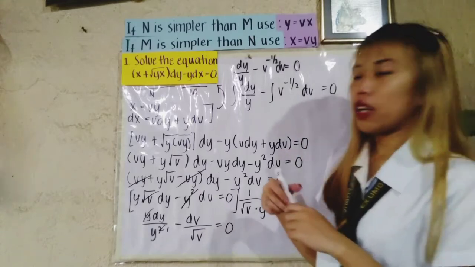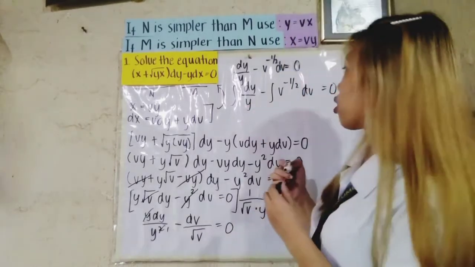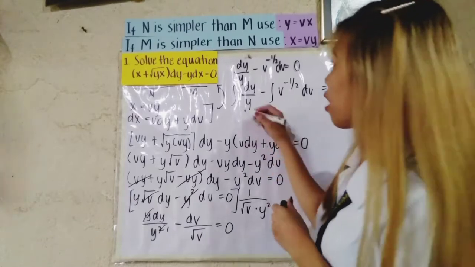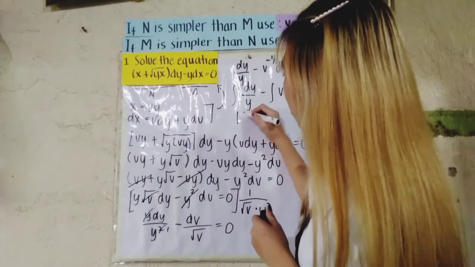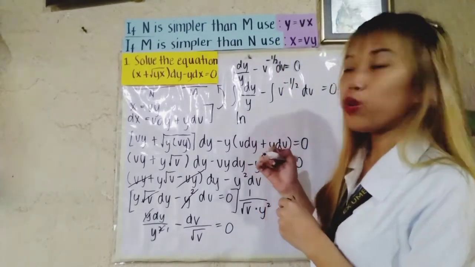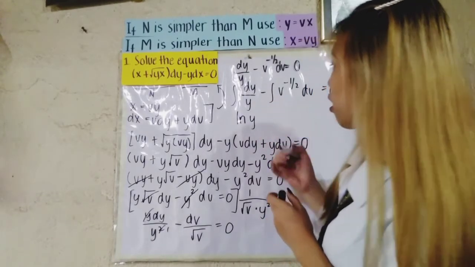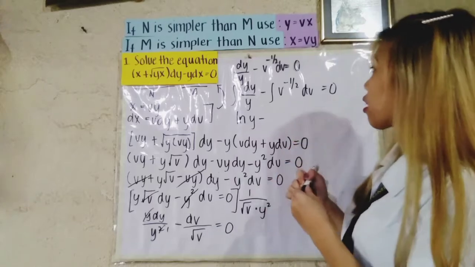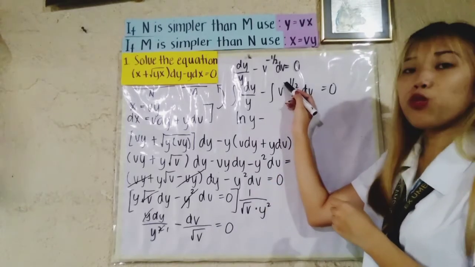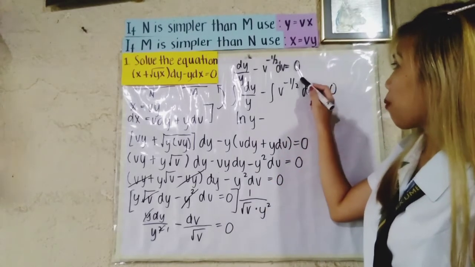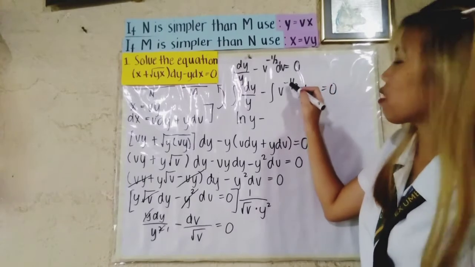So, integrate na natin agad. We have here, integration ng dy over y, we have ln, absolute value ng u, which is yung y natin. Sulat na natin siya ng y. ln of y minus integration ng v raised to negative 1/2. Magpa-plus tayo dito ng 1. So, magiging positive 1/2 na to.